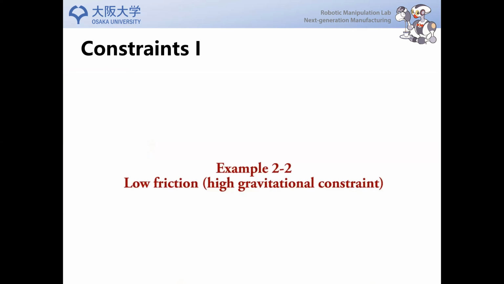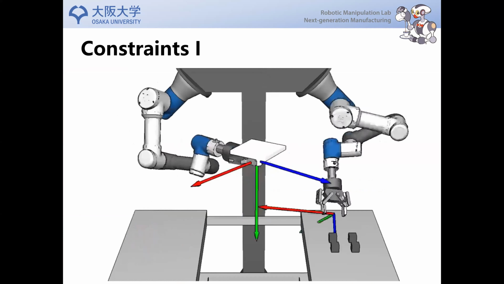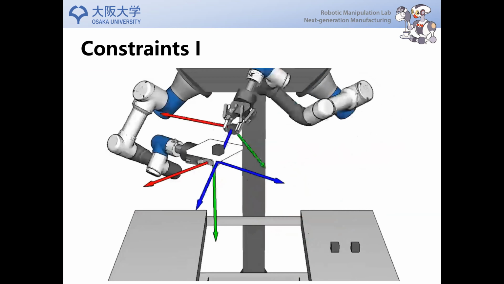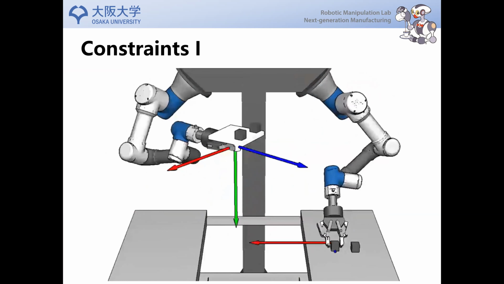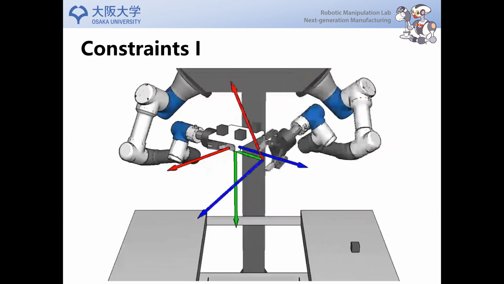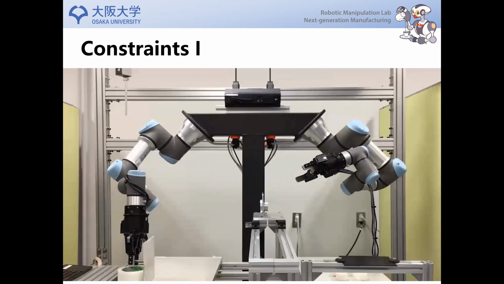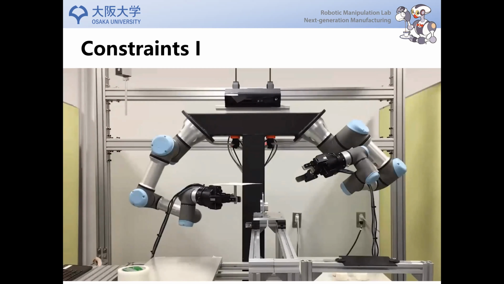And if the friction is low, I remove the rubber surface. And then the robot will try to keep the plate as horizontal as possible to make sure the objects will never slip out of the plate.